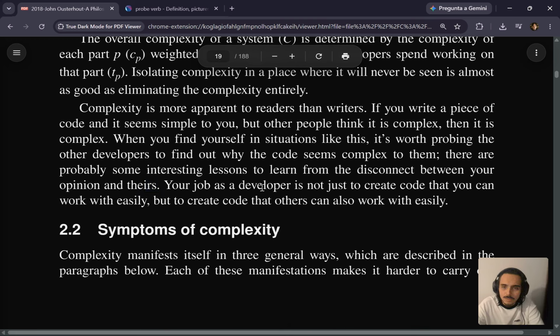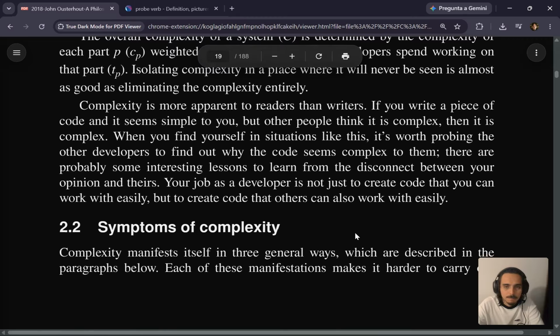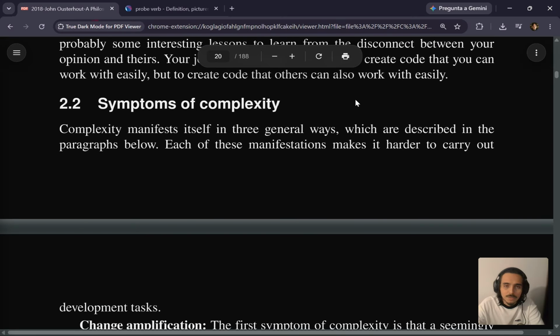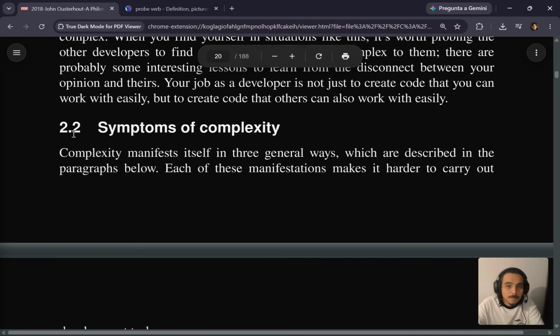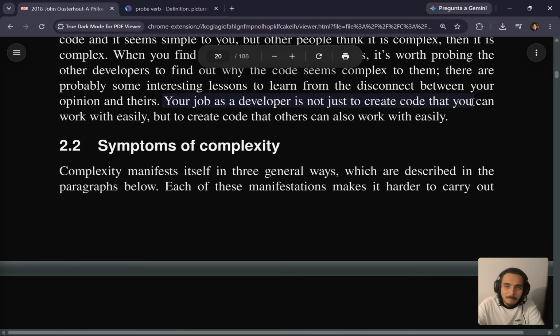Your job as a developer is not just to create code that you can work with easily, but to create code that others can also work with easily. And this includes AI agents, of course. From the very beginning that I learned the basics of programming, I heard this statement a lot: you have to create stuff that is easy for others to work with. But we need to apply that mindset also for AI agents, not only for humans, because nowadays a lot of code is written by AI.